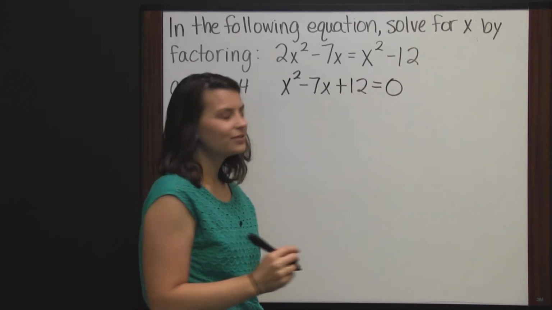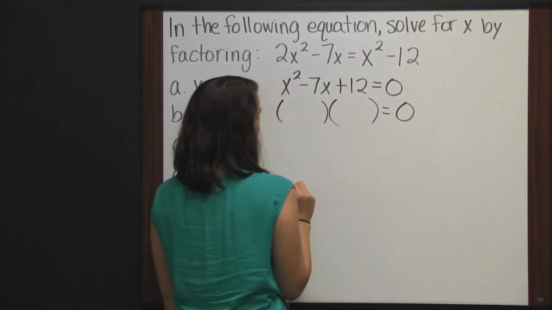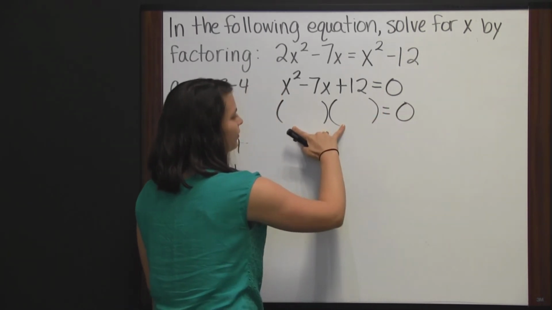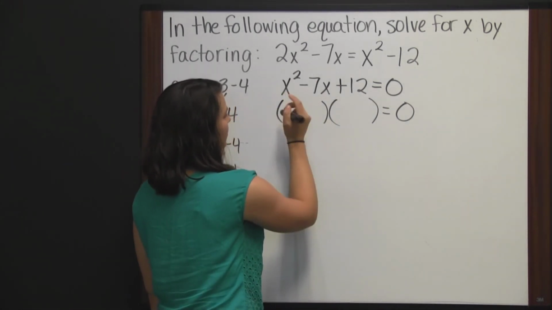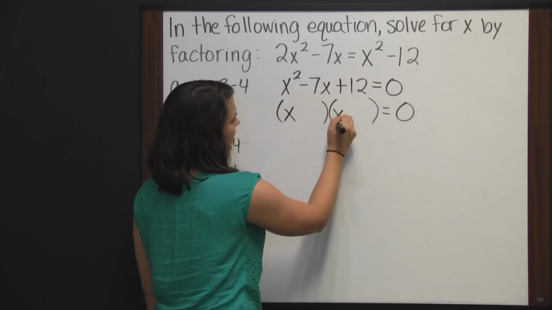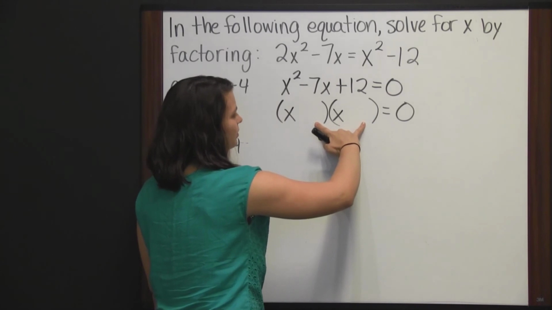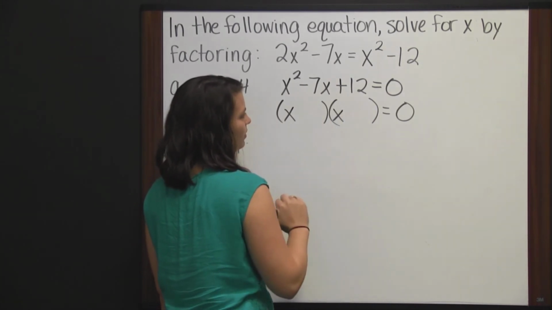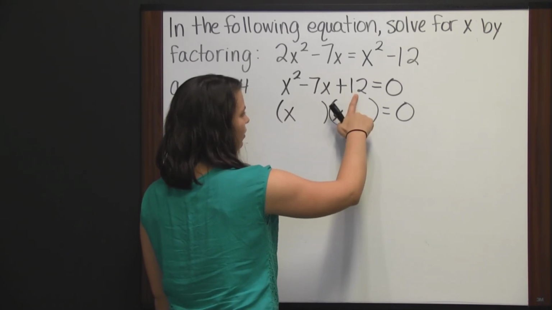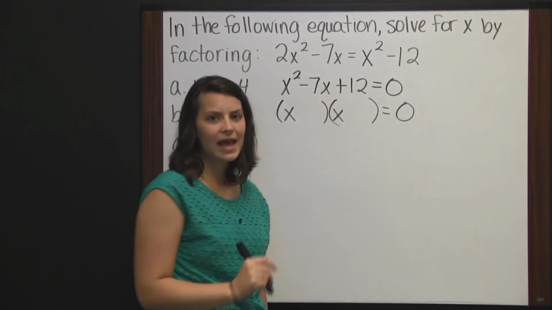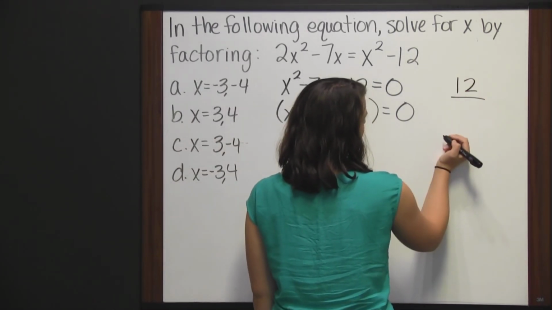Now we're ready to factor. So I have a binomial times a binomial equals 0. I know my first term in each binomial is x, because x times x gives me x squared. To find the second numbers in each binomial, these numbers must be factors of 12 that add to be negative 7. Let's start by looking at the factors of 12.